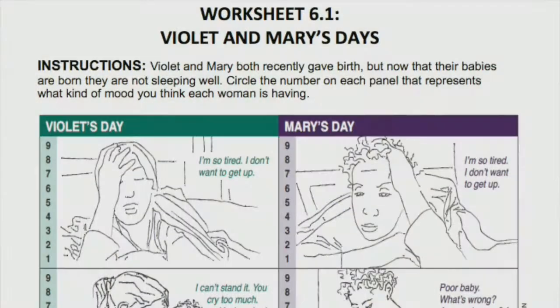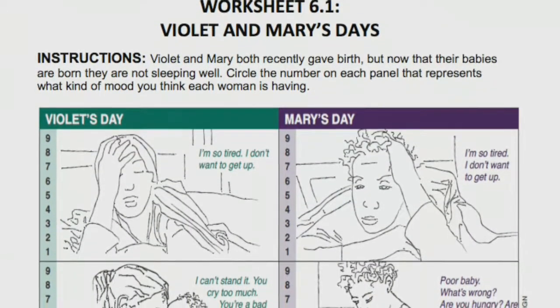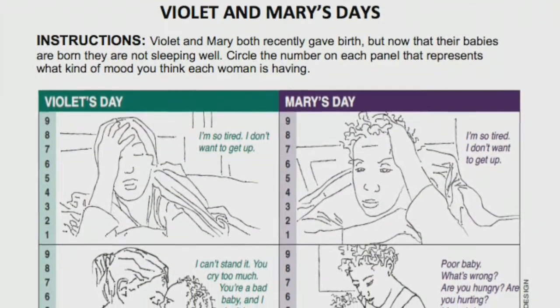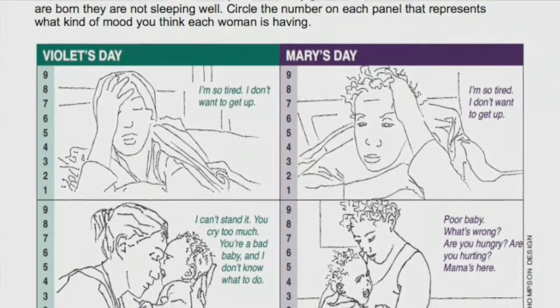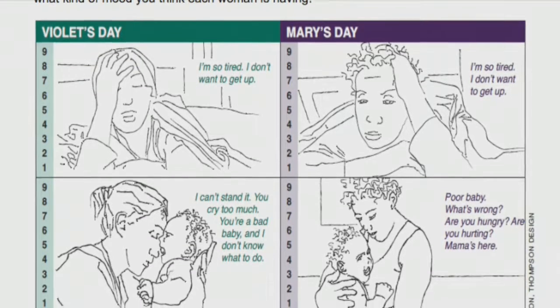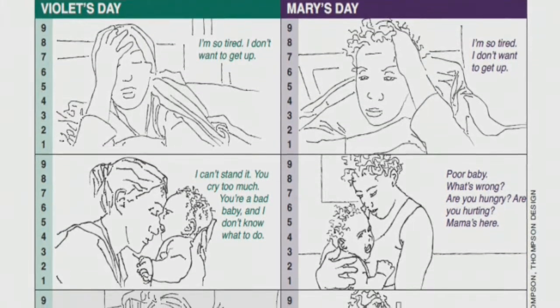The third cognitive behavioral module in Mothers and Babies is contact with others. After we start with another Violet and Mary's Days, which will introduce the connection between contact with others and mood, we then get into a conversation about the relationship between mood and contact with other people.